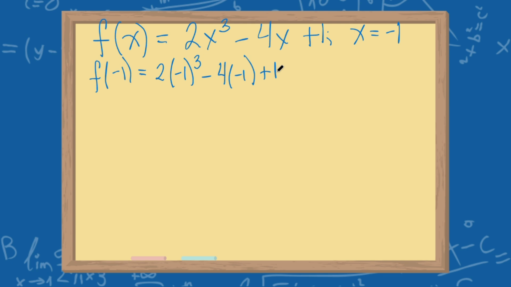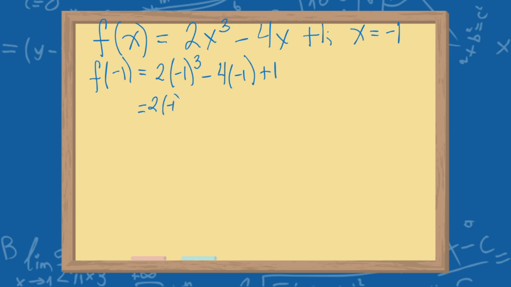And then by following again the PEMDAS rule, we need to simplify this. So first, simplify muna natin yung may exponent. So this one, negative 1 cube. When we have an exponent, it means we need to multiply the base, which in this case is negative 1, 3 times by itself. So that is negative 1 times negative 1 times negative 1, which gives you negative 1 as well.